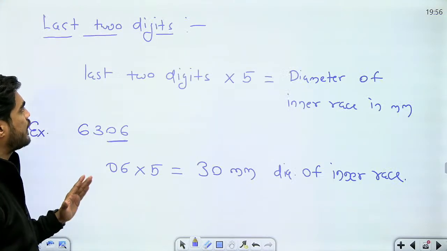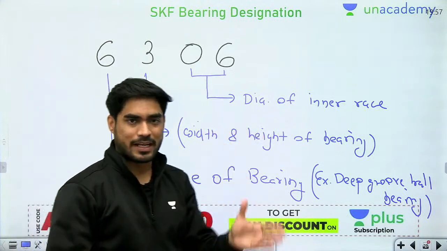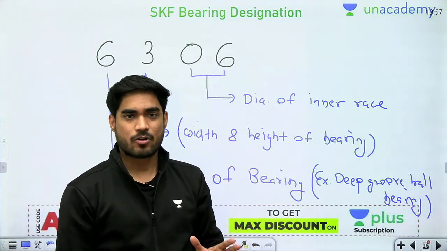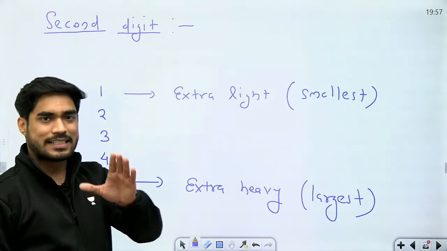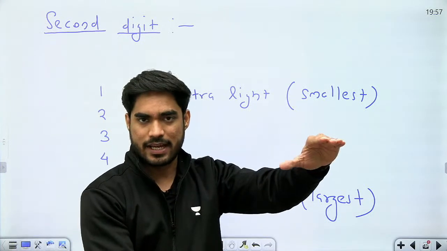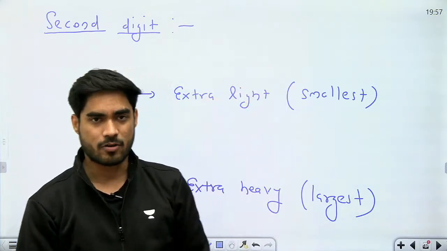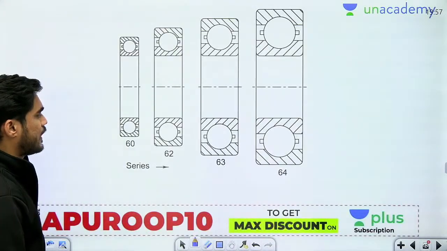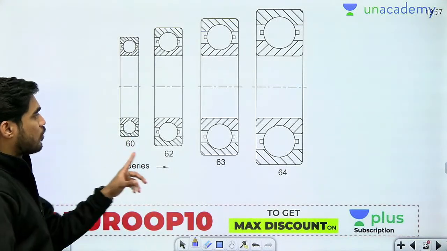Okay, based on what? Based on the width and height of the bearing. There are different widths and heights. So let's say the second digit is 3. So beta, there is a chart for the third series, where you can find out what will be the width and height of the bearing. So it looks something like this.